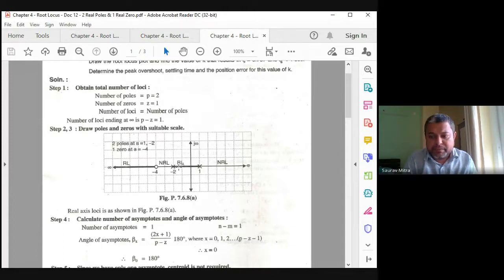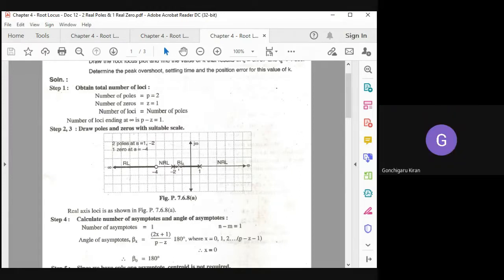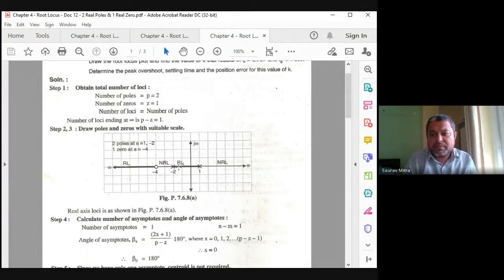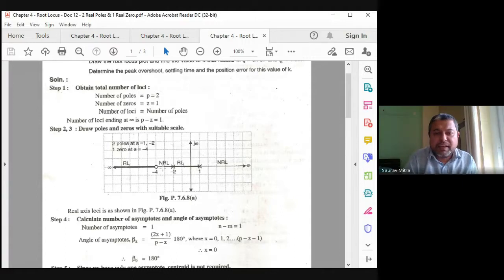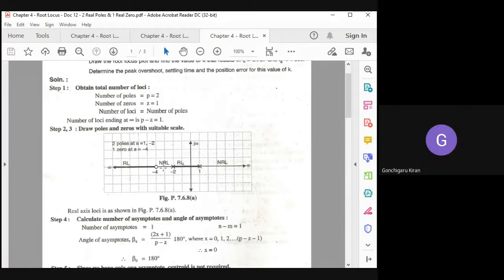Minus 1.9. So just keep on answering my question. Minus 1.9, look at its right side. How many poles and zeros are there? One, sir. One is even number or odd number? Odd number. That means minus 1.9 will be on root locus. Minus 3. Look at the right side of minus 3. How many poles and zeros are there? One pole and one zero, sir. No, you are looking wrong. Minus 3 is somewhere here. Look at its right side. Right side, sir. One pole.